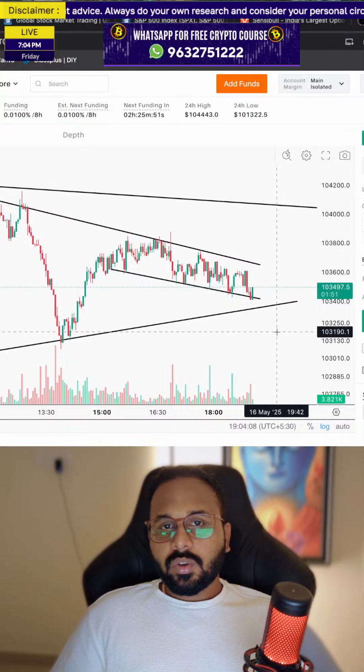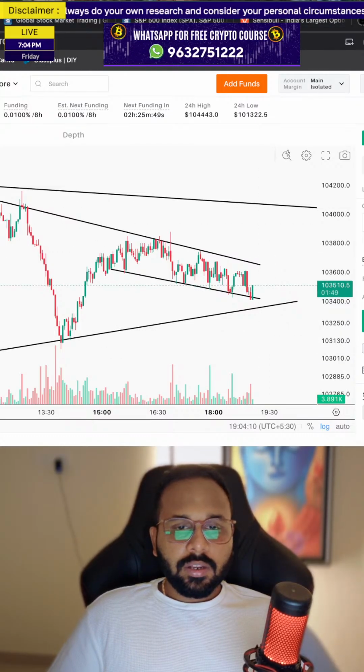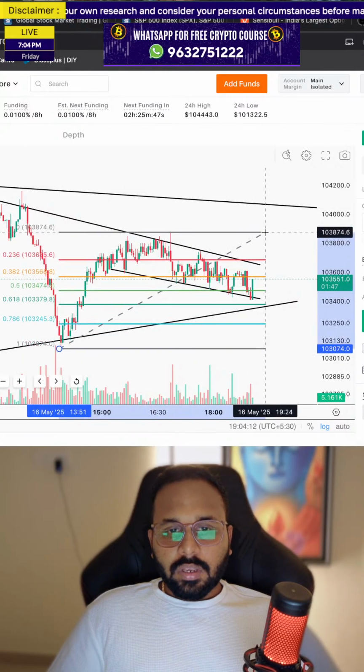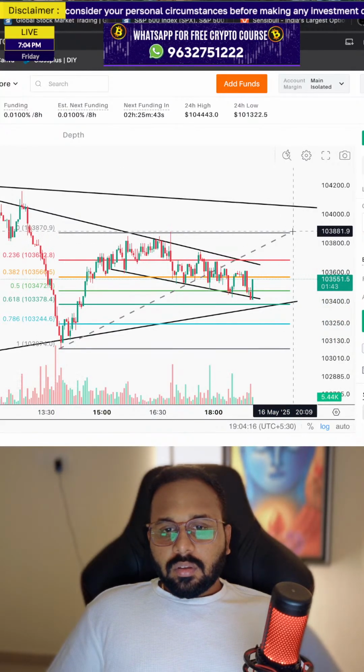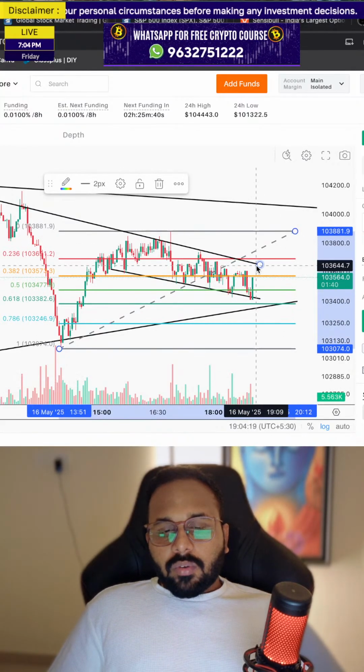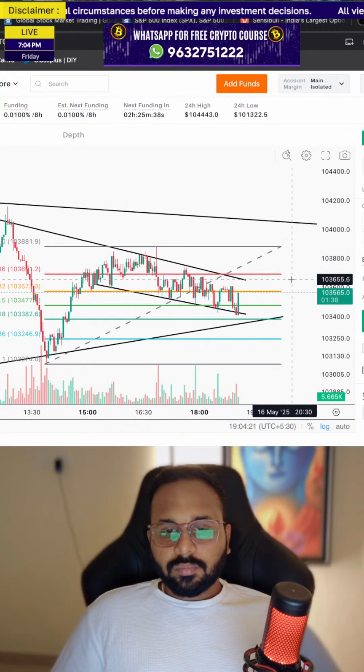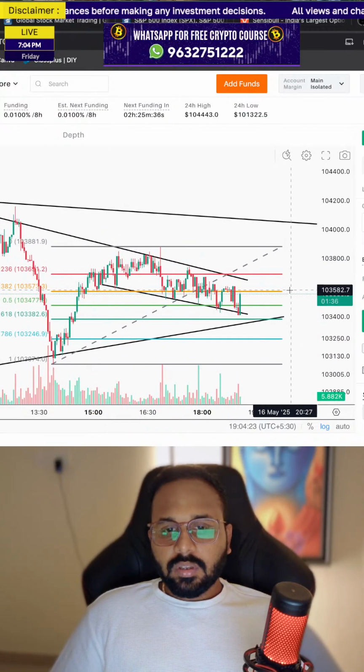So in this also, if you see, okay, 1 second. This area is acting as, let market come out of this upper zone, then we will see.